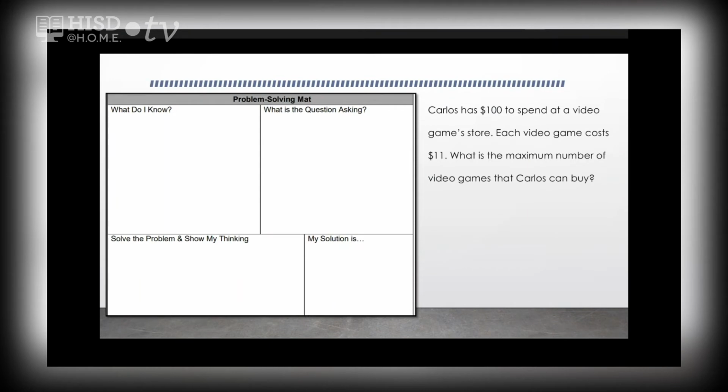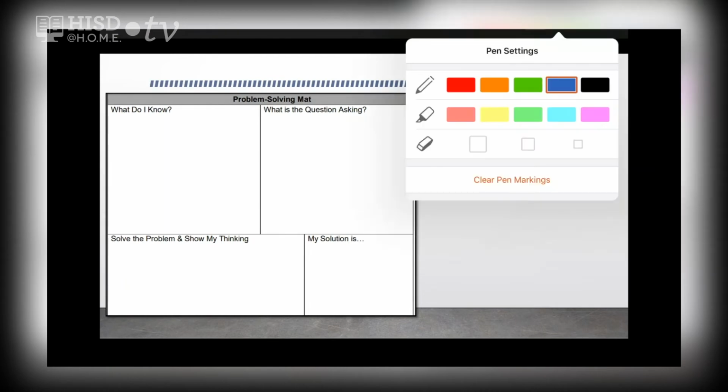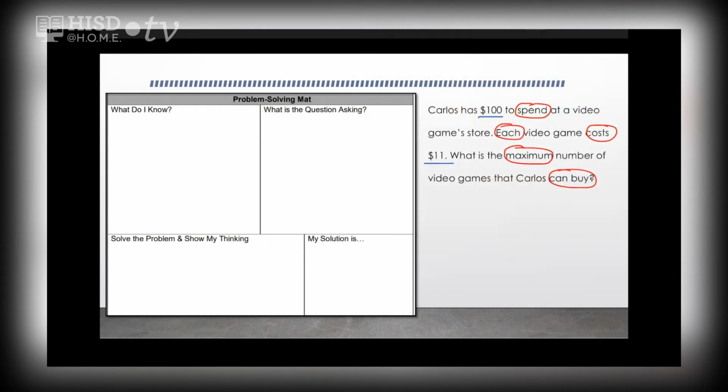I'm going to start using cubes, and I'm going to start with circling the keyword. So I'm going to say spend, each video costs $11, maximum number of games that he can buy. Then I'm going to underline the key information so I know that he has $100 and each video game is $11. The next one will be to actually box the question. So it's going to be: what is the maximum number of video games that Carlos can buy?